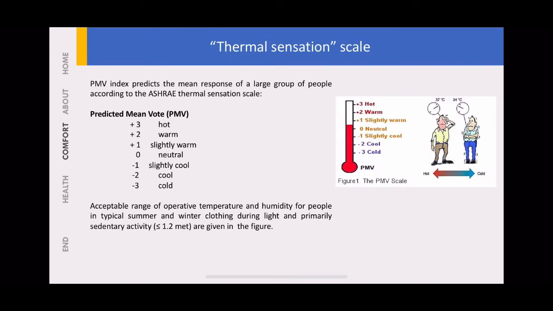Alright, the thermal sensation scale. So this is the survey that I talked about a few minutes ago. PMV, or predicted mean vote index, predicts the mean response of a large group of people according to the ASHRAE thermal sensation scale. So this is the scale that ASHRAE has set. The first one is 0, which is neutral. If it goes higher, +1, 2, 3, slightly warm, warm and hot, and we will go negative, slightly cool, cool and cold. Alright, so we will put this in the survey, and people will tick where he or she, inside that room, feels at that moment.